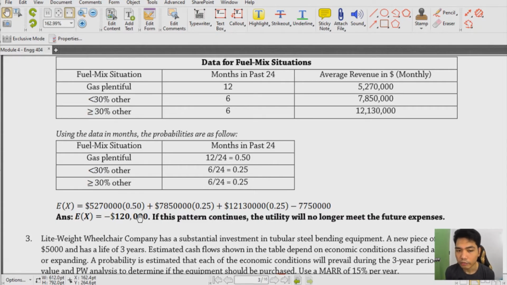So, ang conclusion dyan, if this pattern continues, the utility will no longer meet the future expenses. Bakit ganon? Kasi negative yung ating expected value. So, you don't continue a project with a negative expected value. Same thing with the equivalent value or equivalent worth of a certain project. Once this equivalent worth or the expected value become negative, then you have to replan or do another cash flow diagram that could increase your MARR or decrease the MARR depending on the situation. So, you have to address that issue before the future comes na ganun pa rin yung pattern ng any cash flow mo that you have.